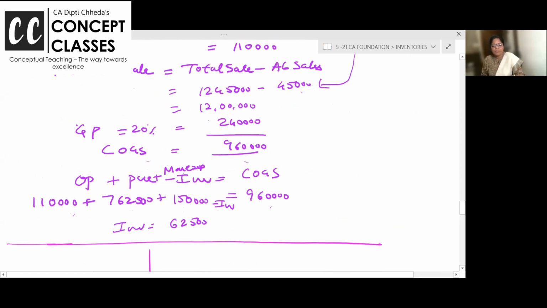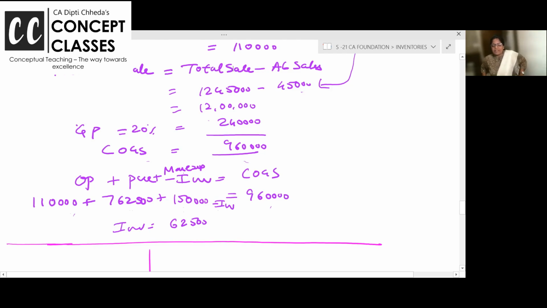Exactly same problem. Opening stock is given, purchases is given. There are 2-3 ways of doing it, you know.